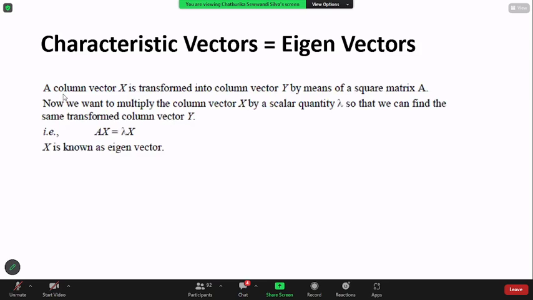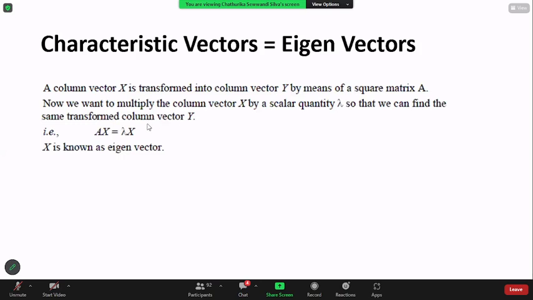Right. Here what they are saying is, a column vector X is transformed into column vector Y. The original AX equals Y. Instead of Y, we have lambda X. A column vector X is transformed into column vector Y by use of square matrix A. Simply AX is equal to Y or equal to lambda X. Now we want to multiply the column vector X by a scalar quantity lambda so that we can find the same transformed column vector Y.